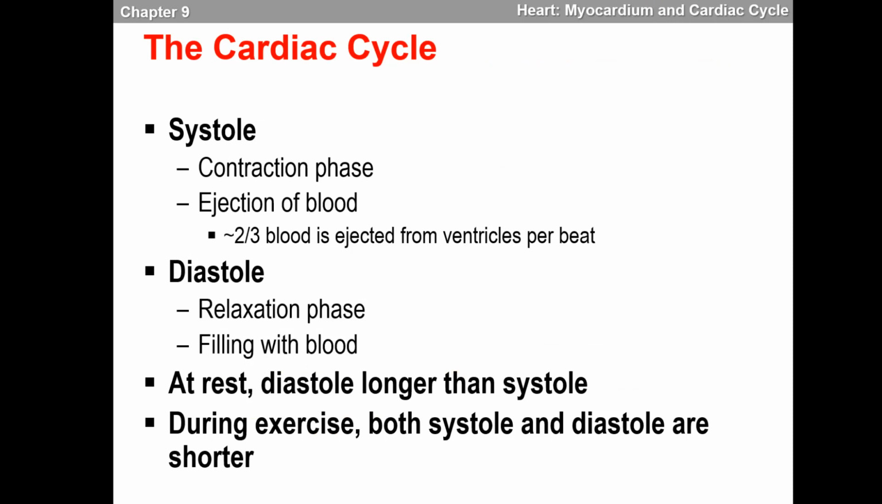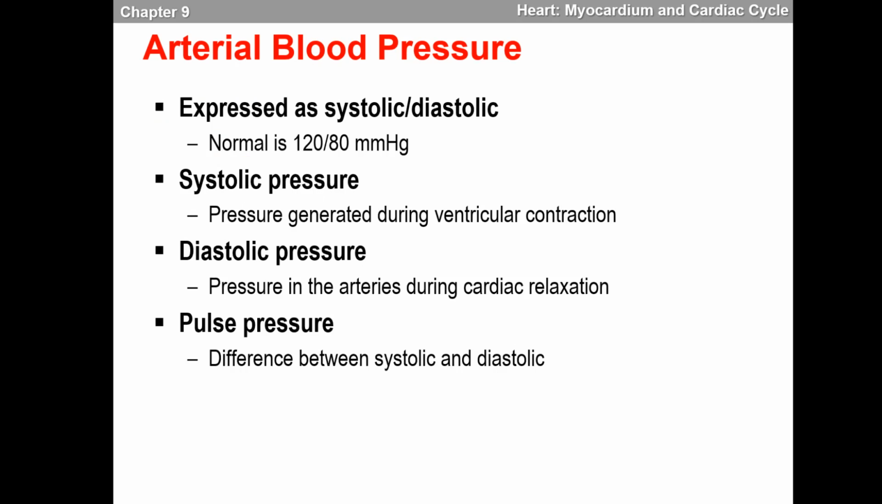Next, the cardiac cycle. So the contraction phase is the systole. Let's see what's next. Arterial blood pressure, right? So we have systolic and diastolic, systolic being whenever we contract, and then we have the difference, and that is pulse pressure.